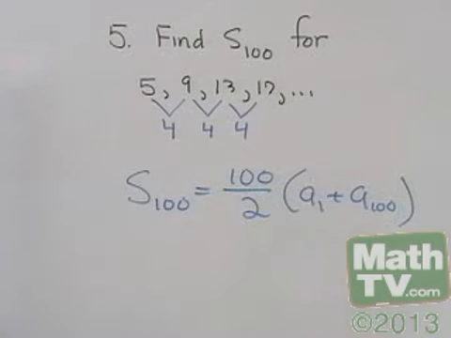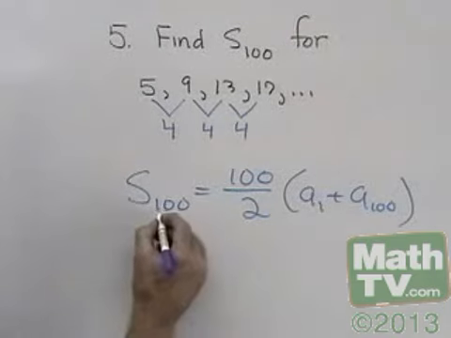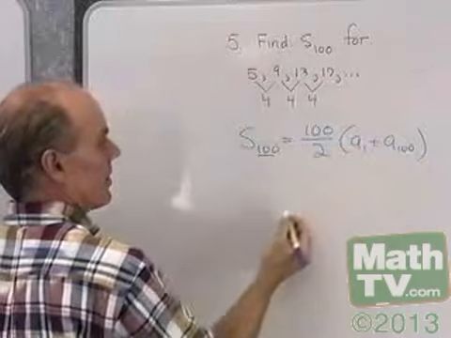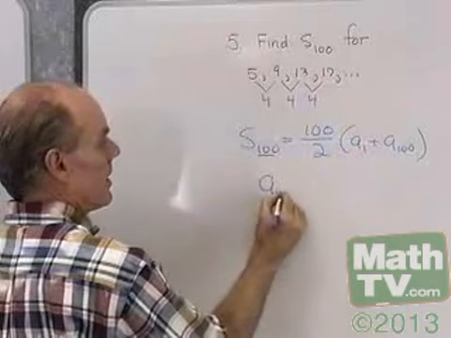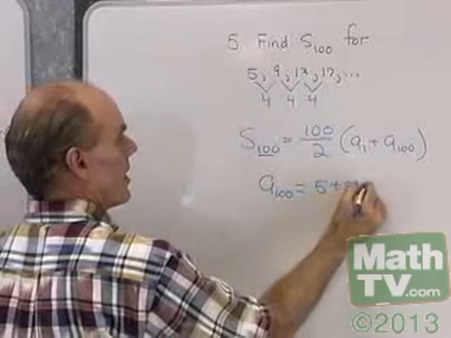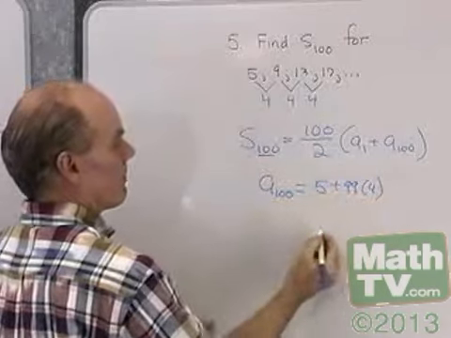So the formula for the sum of the first n terms is n over 2, in this case 100 over 2, times the quantity A1, the first term, plus A sub n, the last term that I want. That is, this n right here matches this and matches this. So first of all, let's find the 100th term. A sub 100 will be the first term 5 plus 99 times the common difference 4.